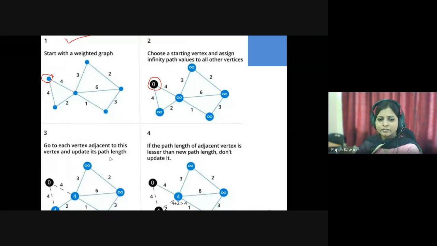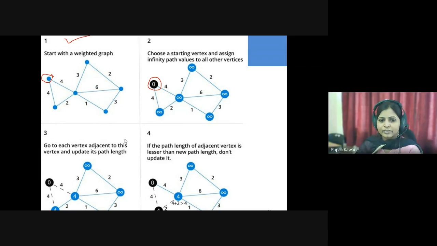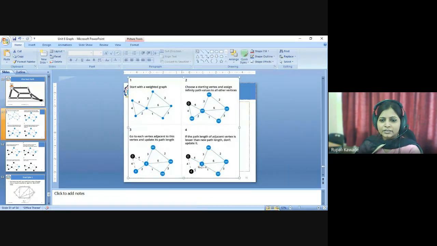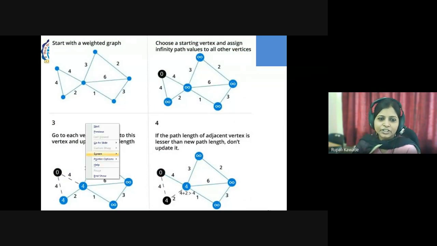Is it visible? Yes, ma'am. Okay, fine. Some of the part is not visible in the presentation. Okay, now it is fine. So for this third diagram, you can check.